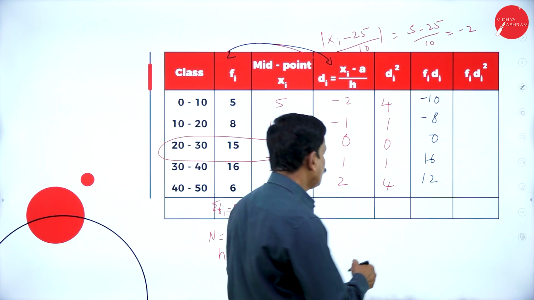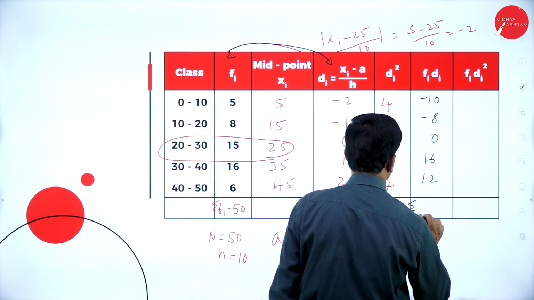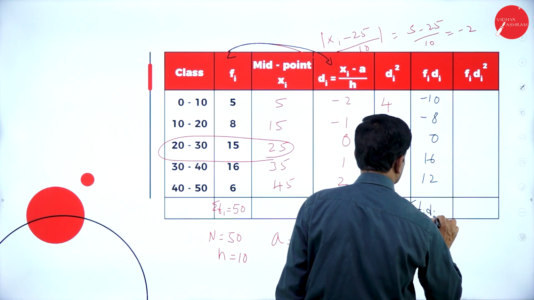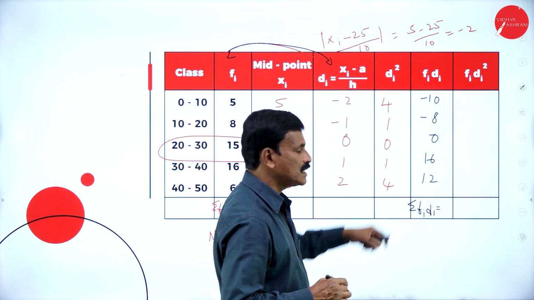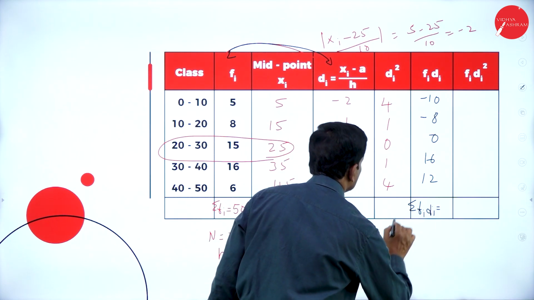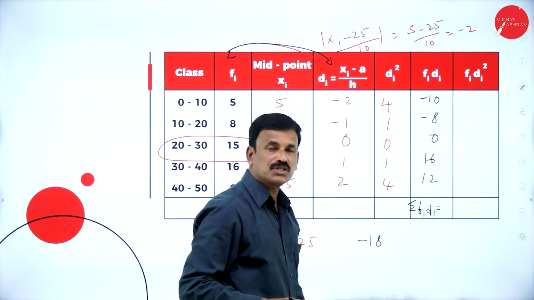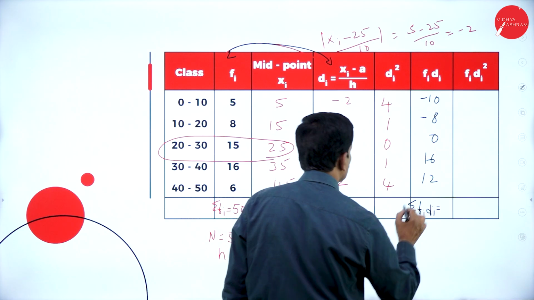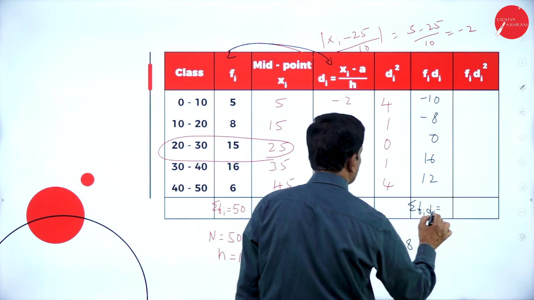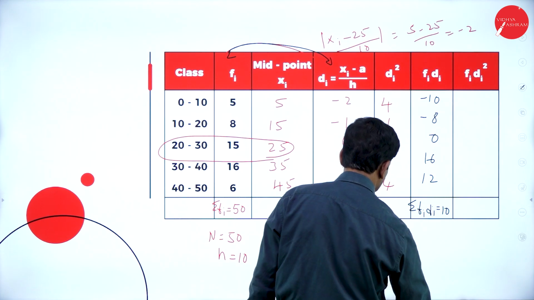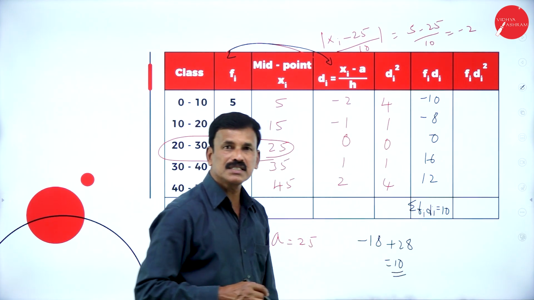Add this. So if you add, you will get sigma Fi di. This is equal to, what happens? Minus 10 minus 8 is minus 18. 16 plus 12 is equal to 28. So 28 minus 18 is plus 10. This is equal to 10. Sigma Fi di is equal to 10.